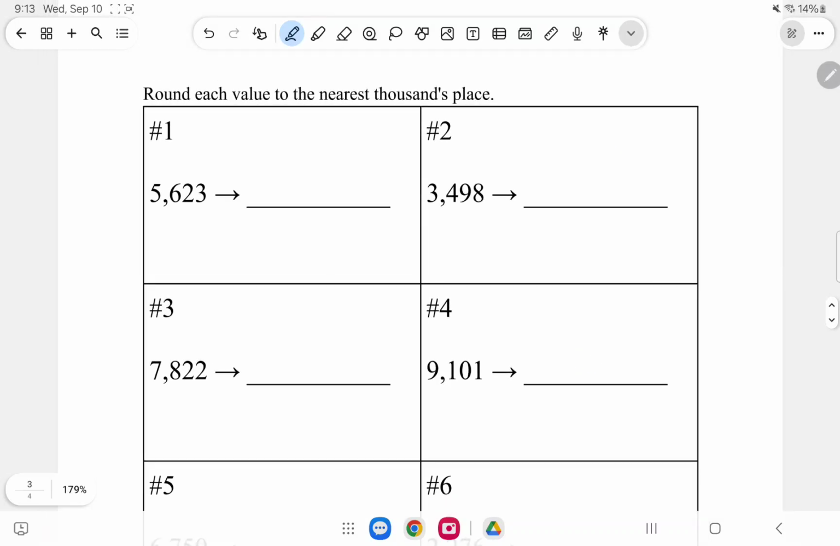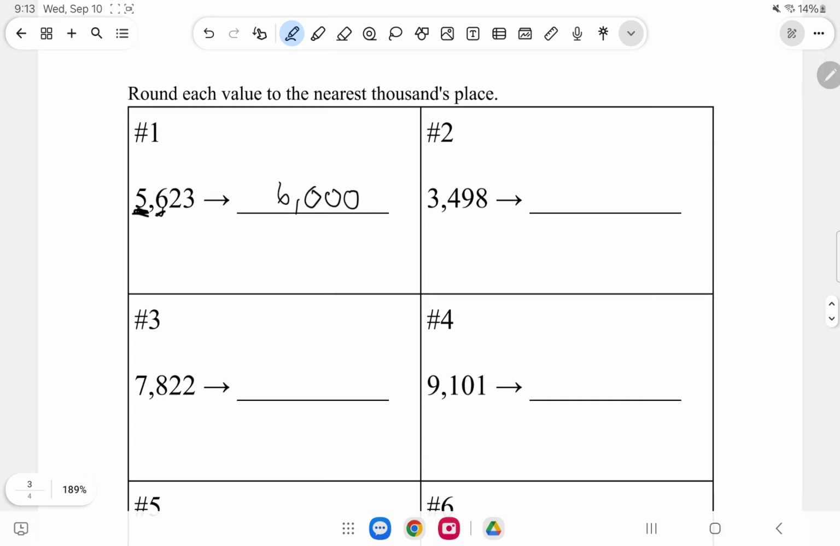The direction says, round each value to the nearest thousands place. So the thousands place is right here. It's the first number that pops up. So the rounding rule is that if it is less than 5, then it is going to round down. But if it is 5 or greater than 5, then it's going to round up. We see that 6 is greater than 5. So this is going to round to 6,000.